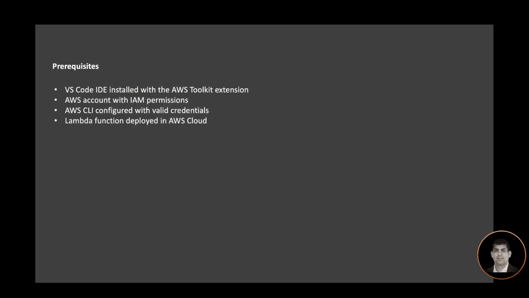So let's look at the prerequisite for this. We need to have VS Code IDE installed with the AWS Toolkit extension. We need an AWS account with IAM permissions. We need AWS CLI configured, and we need a Lambda function deployed in AWS Cloud. So with this, I'm not building a new Lambda function. The prerequisite is that there is already a Lambda function which is in AWS Cloud, and this Lambda function can publish the log to the CloudWatch.